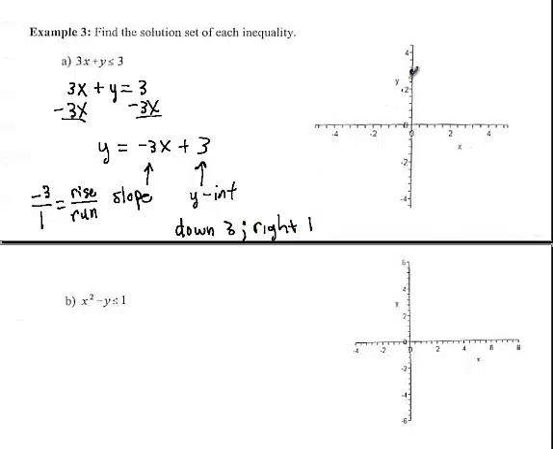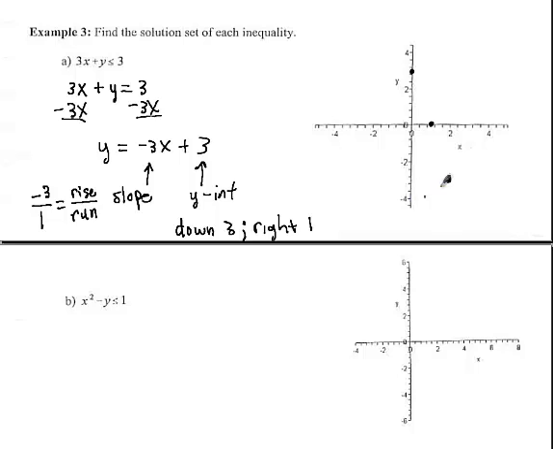Down 3, right 1. So if we go down 3, we go 2, 1, 0, and then we go right 1, and we land at the point 1, 0. And from here we follow the instructions again. From this second point that we found, we go down 3, which would take us to a -3, and then we go over 1, which would take us to a +2, and our point falls somewhere around in there.